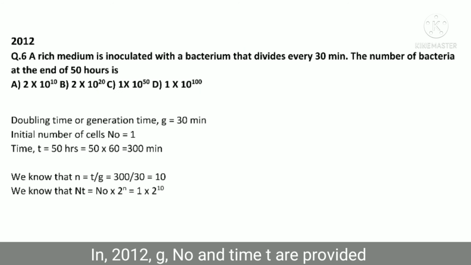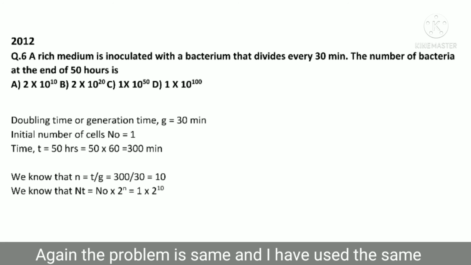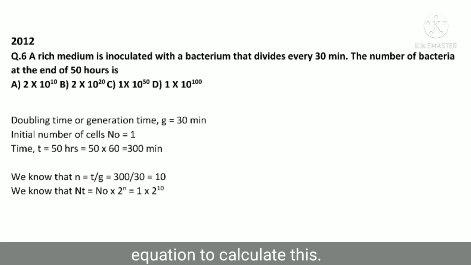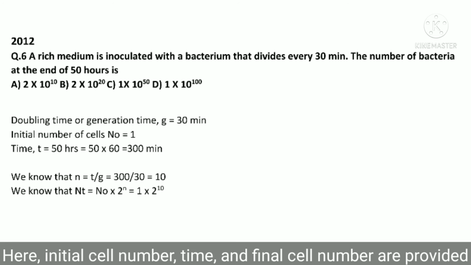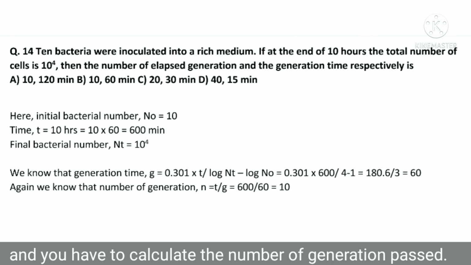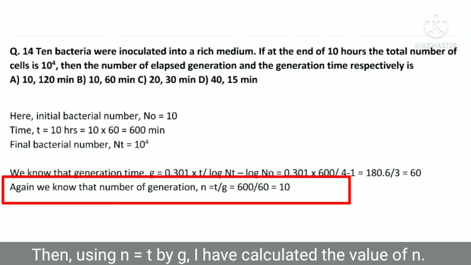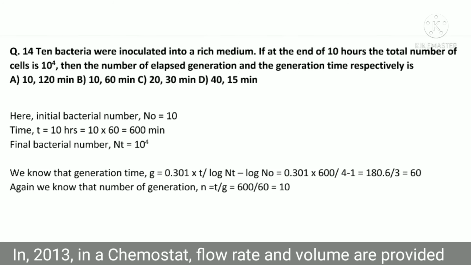In 2012, G, N0, and time t are given, and you have to calculate the Nt. Again, the problem is the same, and I have used the same equation to calculate this. Here, the initial cell number, time t, and final cell number are given, and you have to calculate the number of generations passed. So again I have used the same equation to calculate g, and then using n is equal to t by g, I have calculated the value of n.